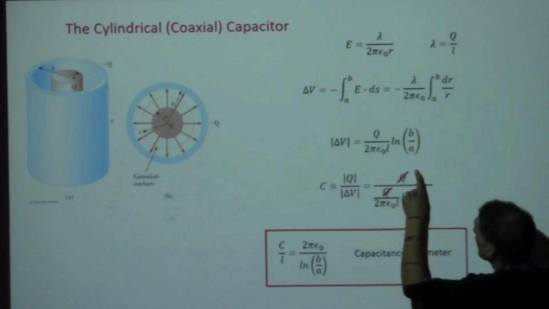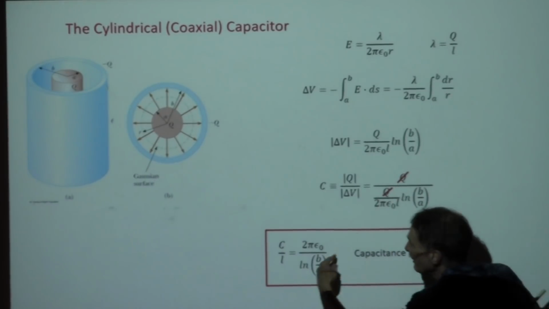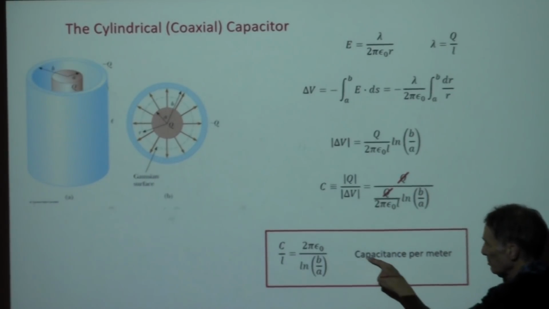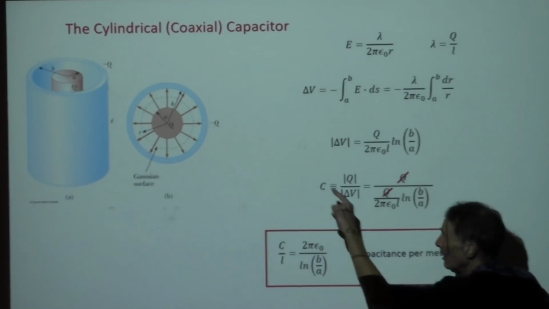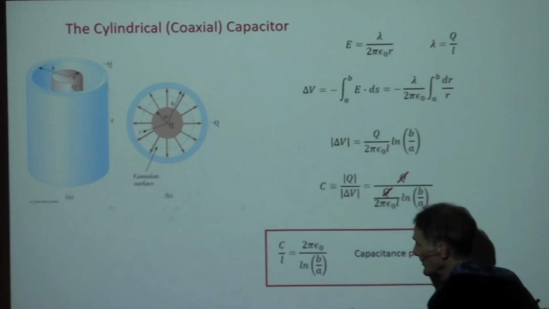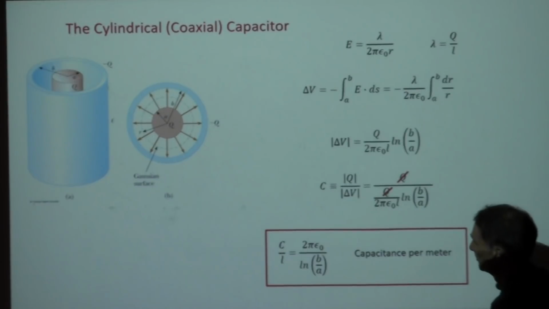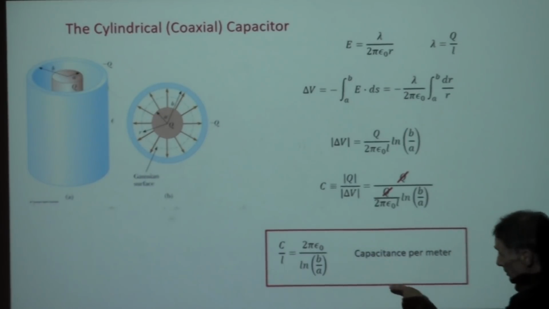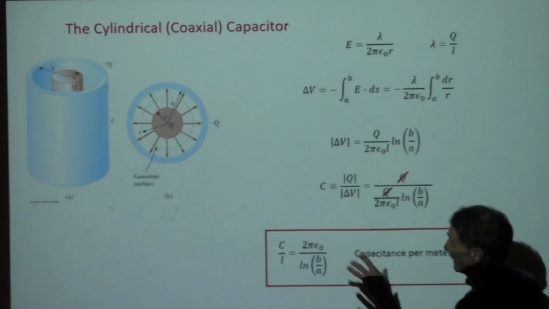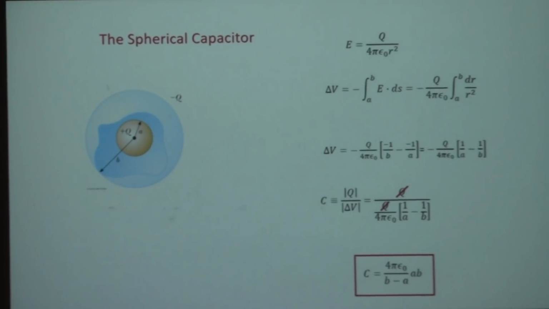Something that is often done here with the coaxial cable, we have the length of this thing. We can bring that over to the other side. Very often we express the capacitance per meter for something like a coaxial cable. Anyway, this would reduce to that, and so this is the derivation of the coaxial cable and its capacitance. We could do the same thing with a spherical capacitor, same basic thing.